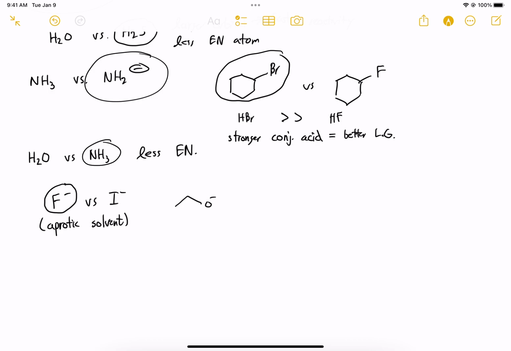We have, damn, I can't remember the name now. I'm going mad. Ethoxide. So this is ethoxide, the conjugate base of ethanol, versus tert-butoxide. So remember, when we have a bulky nucleophile, it won't favor SN2, so we're going to choose ethoxide. So less bulky nucleophile.